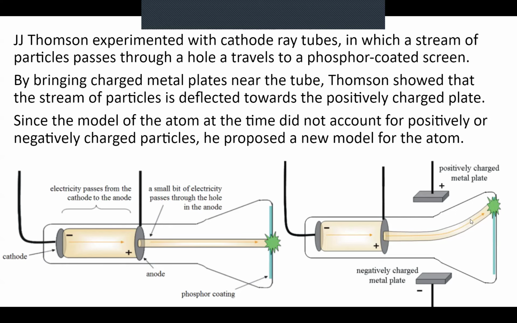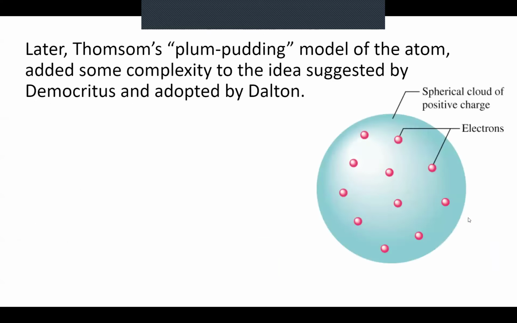Atoms are no longer solid, indivisible spheres, as Democritus proposed. Thomson said the atom is more like plum pudding, which is a British thing that basically just means, think of raisin bread. Raisin bread is dough with raisins stuck in it, and it's baked and it's delicious, especially when you toast it and put butter on it.